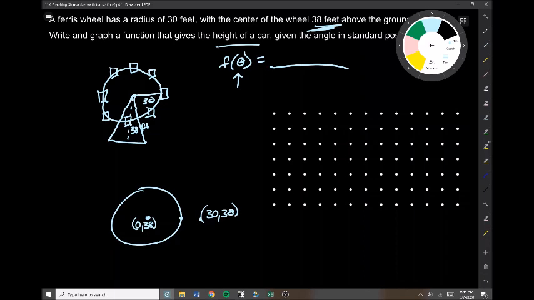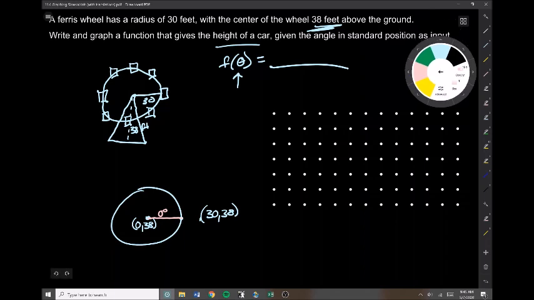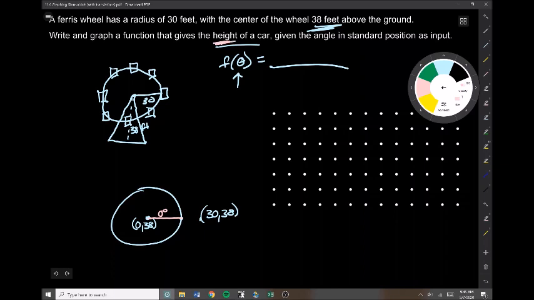If our angle in standard position is 0 degrees, and that would be this 0 degree angle, if our angle is 0 degrees, our height, and height is the y value, height is the sine value, our height is 38. So I'll try to explain that again. If the rotation of this wheel has gone 0 degrees, starting from this point here, the height that we're at is 38.